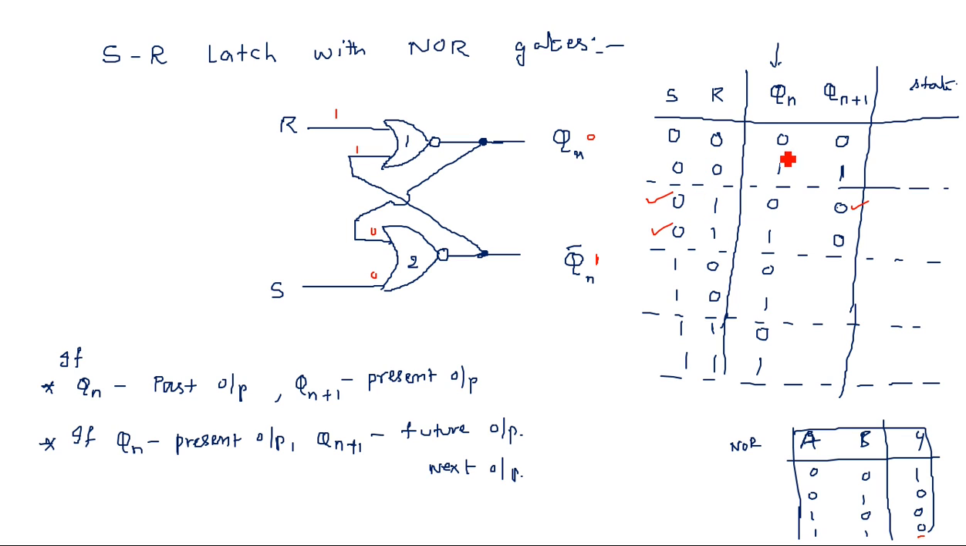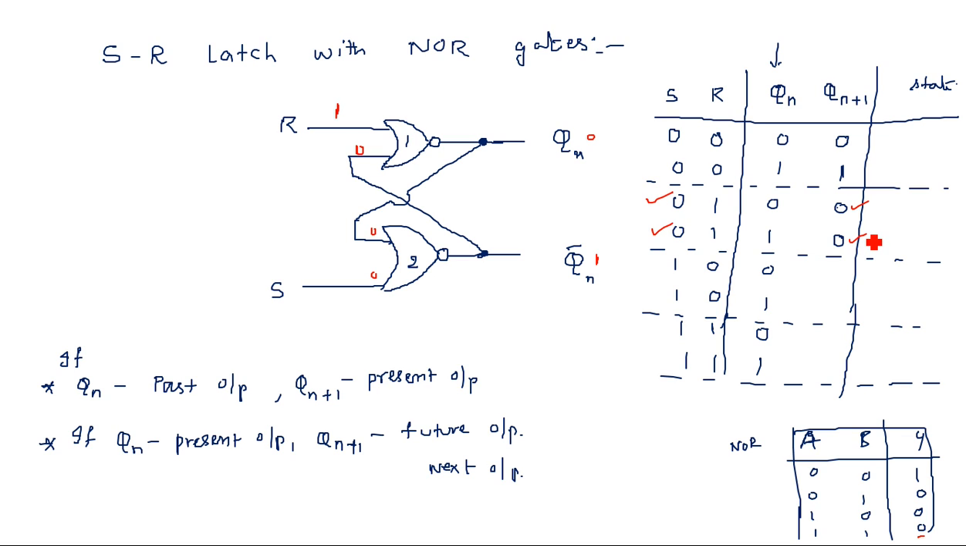Next, go with this case. R is equal to 1, Qn is equal to 1. What about Qn bar? It is 0. So 1 0, and a 1 0 input gives output 0. Okay, we have got the output 0.